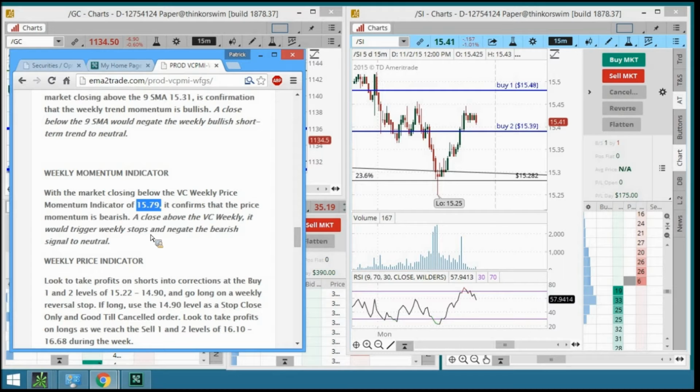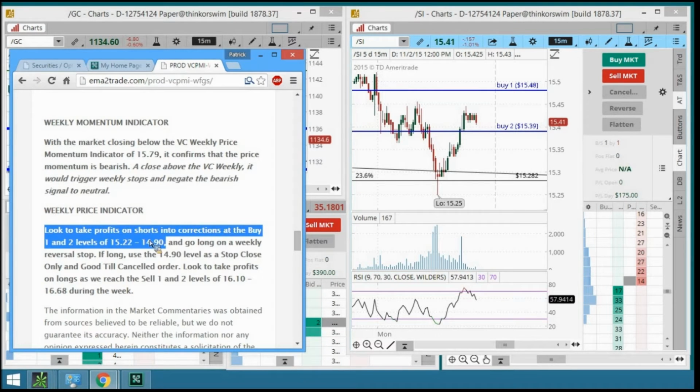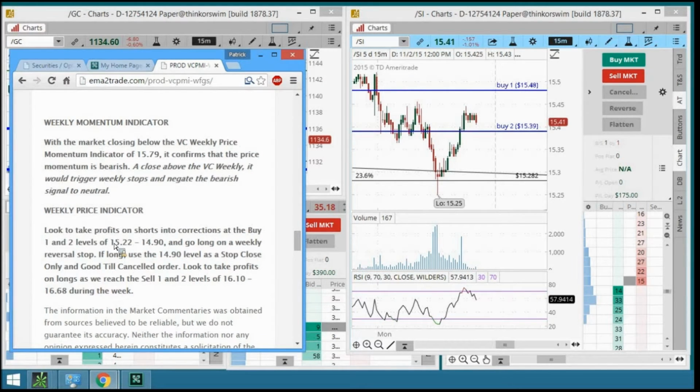And this told you to look to take profits on shorts into corrections at the buy 1 and 2 levels of 1522 to 1490. So closing below 1579 activated the buy 1, buy 2 levels of 1522 to 1490 on the weekly signals. And it tells you to go long if you get triggered between 1522 to 1490, to go long on a weekly reversal stop and use the 1490 level as a stop close only and go to cancel order.